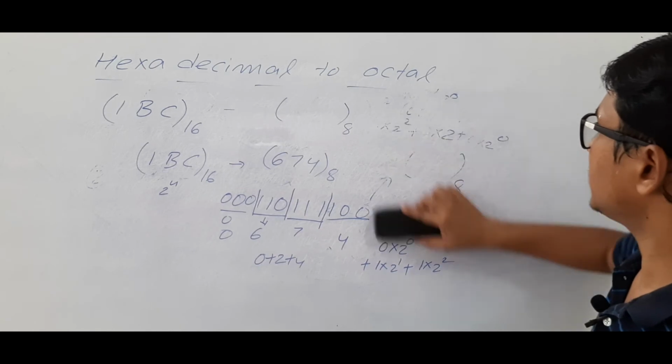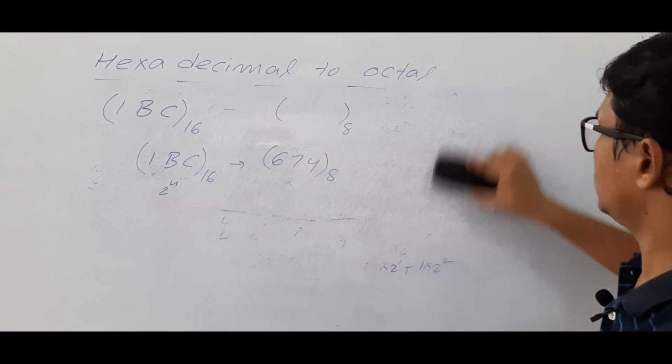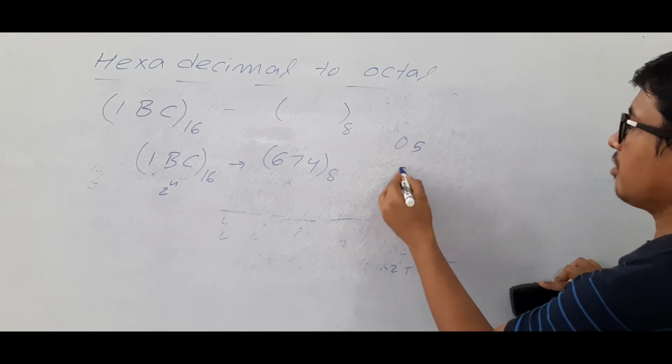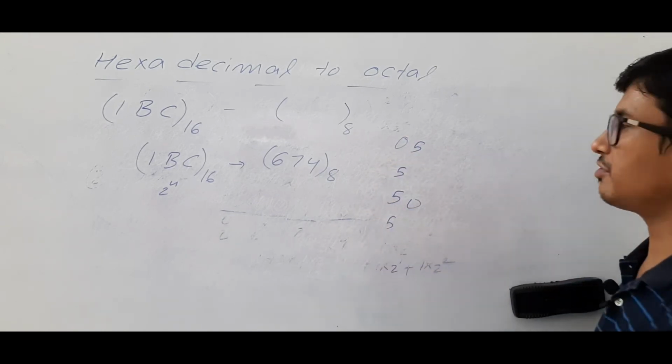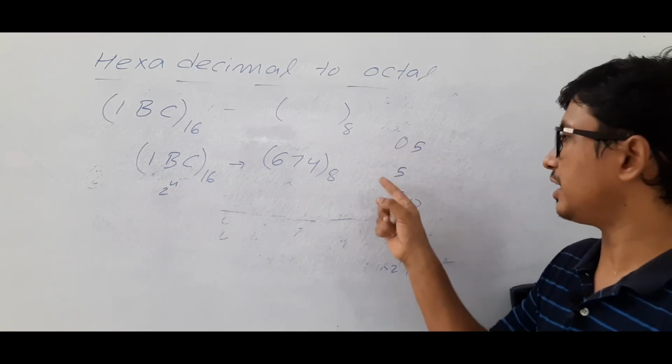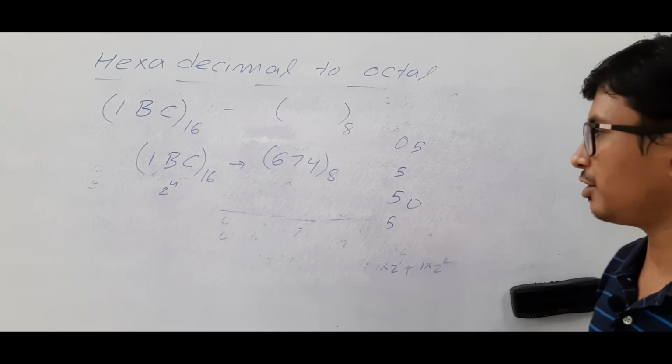Please remember one thing. If I say 05 or 5, both are the same. If I say 50 and 5, both are different. So I can remove this 0 in front, and that's why I have removed it. If I remove the 0 from here, it is a problem. Are you able to understand?